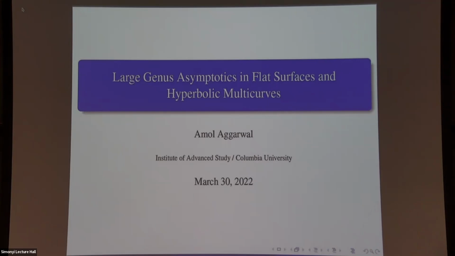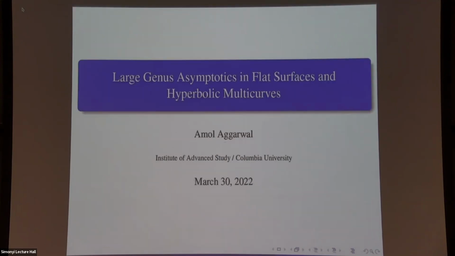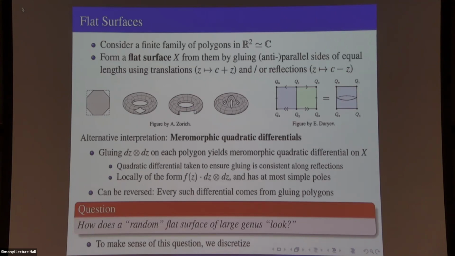So let me get started with explaining one part of the title, which is the flat surface part. So what is a flat surface? For the purposes of this talk, we'll consider a finite family of polygons, which are subsets of R2, or you can view them as subsets of the complex plane.